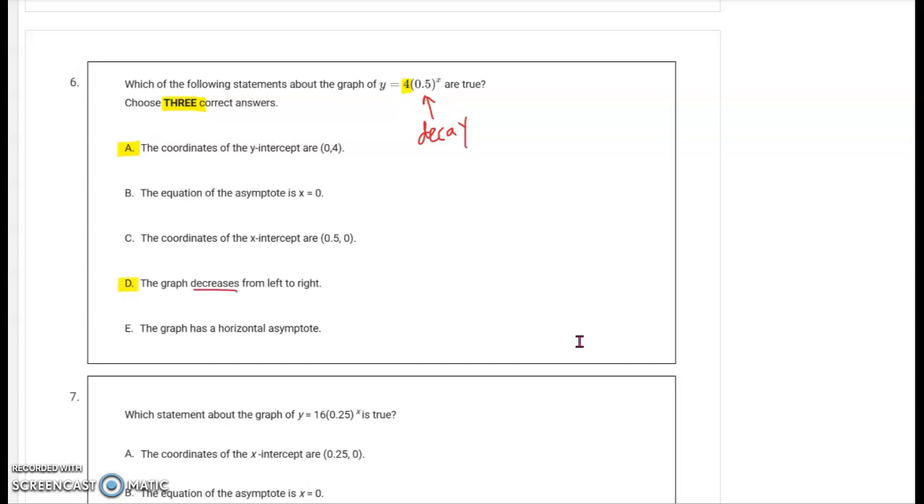Okay, and remember, think about what the graph of this looks like. You could also graph it yourself in the Desmos calculator. There's the y-intercept, and it's a decay. There's an asymptote right here that the graph never crosses, remember? So it is a horizontal asymptote. So this is your other correct one. There are no x-intercepts ever because it never touches the x-axis. So C is definitely out. And the asymptote is not x equals 0, it's y equals 0.